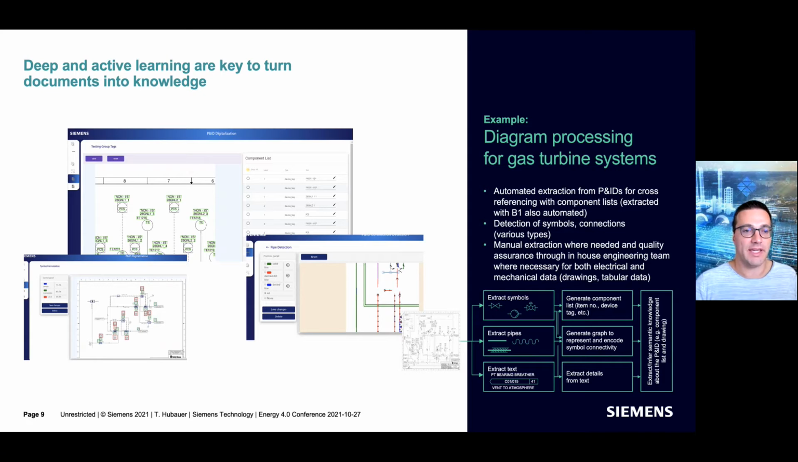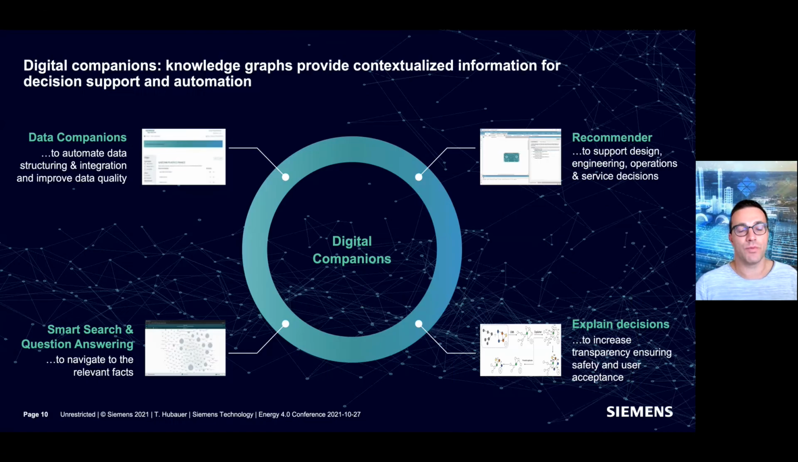Taking a step back, what I've shown you now is what we would call a data companion. It automates the process of extracting data and bringing data into a valuable format. Obviously, this is by far not the end of the journey. For me, it's kind of the starting point. We have this great digital representation of our asset, and there's so much more we can do. One still relatively simple example would be smart search and question answering.